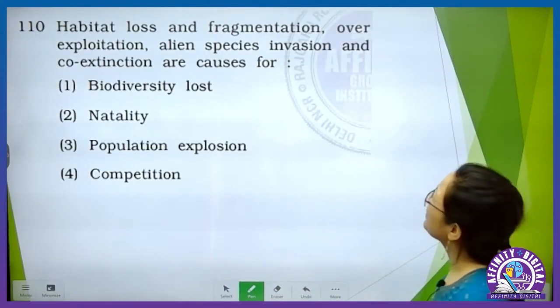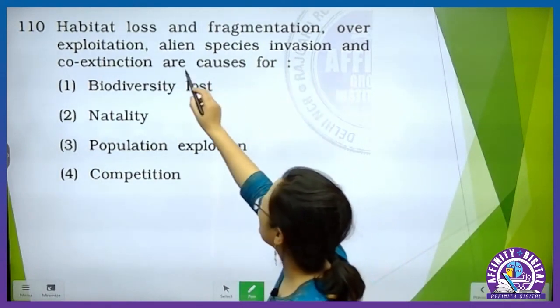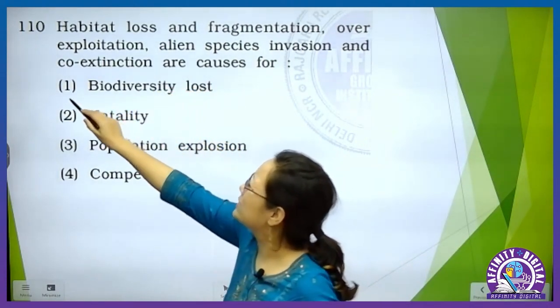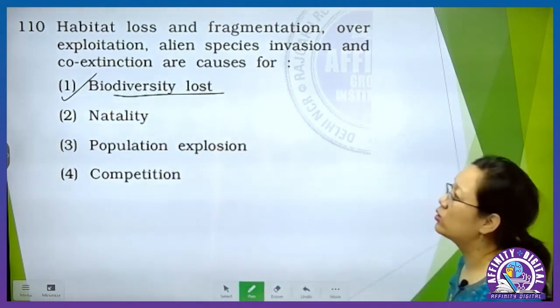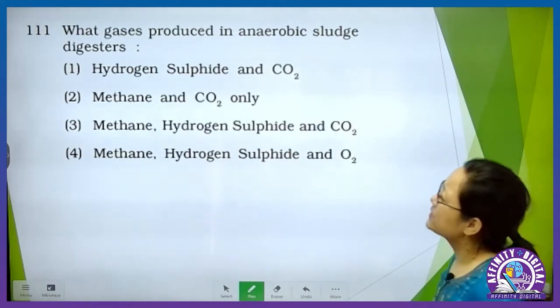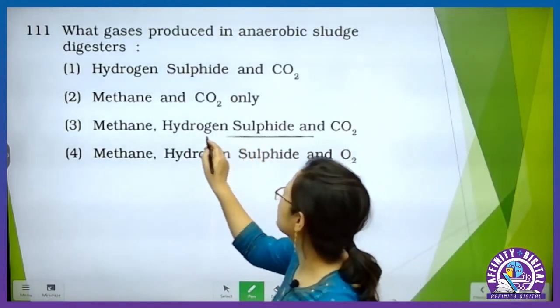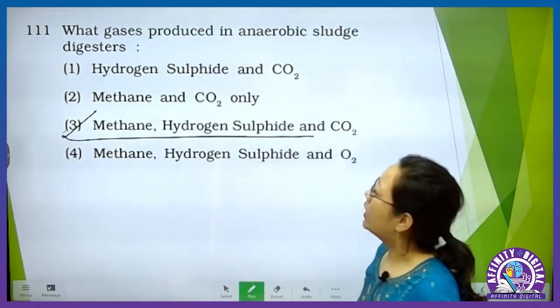Habitat loss, fragmentation, overexploitation, alien species invasion and coextinction. This is a very simple question. These are all causes for biodiversity loss. Which gas is produced in anaerobic sludge digester? This should be methane, hydrogen sulfide and carbon dioxide. These are all NCERT based.